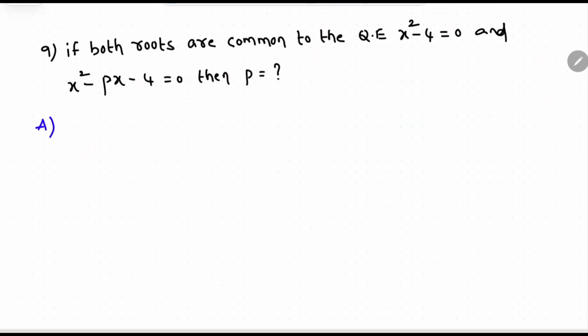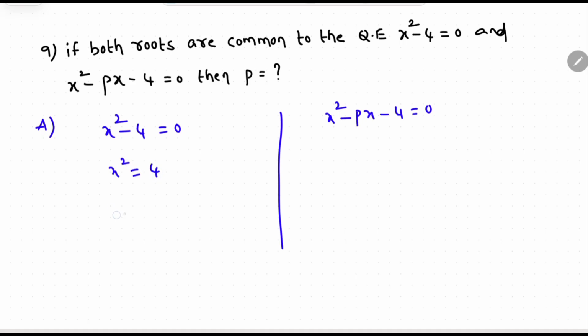So in the given problem, we have two quadratic equations, that is x power 2 minus 4 equals 0. One more quadratic equation, that is x power 2 minus px minus 4 equals 0. And both of these two have common roots. Okay. So x power 2 minus 4 is equal to 0 now. Therefore x power 2 is equal to 4. X value will be plus or minus 2.